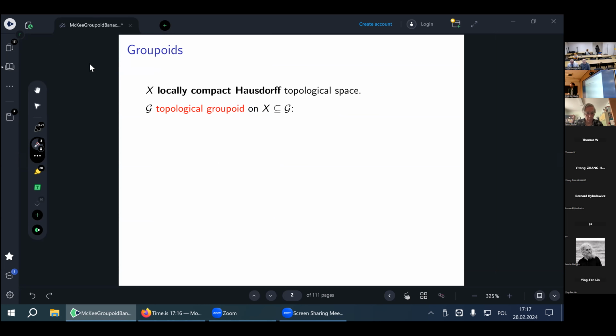For me, the base space of a groupoid is a locally compact Hausdorff space X. Then the topological groupoid G is a set of elements which I think of as arrows: an element of the groupoid starts at one point of X and goes to another point of X. And then we have these two maps. The domain tells us where an arrow starts. The range tells us where it ends.